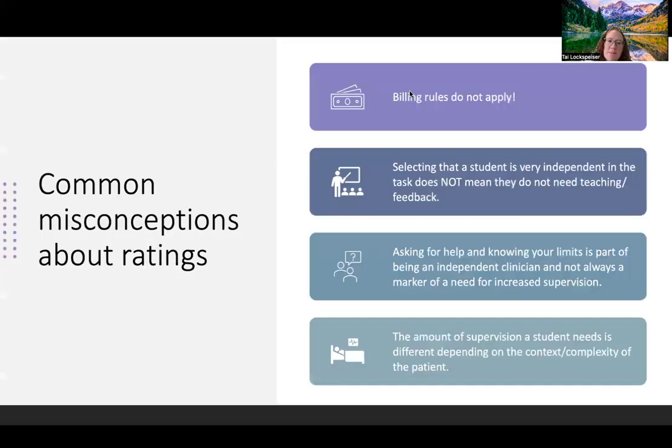There's some common misconceptions about these ratings. First and foremost, billing rules do not apply. I know that I have to repeat everything on a physical exam for all students.